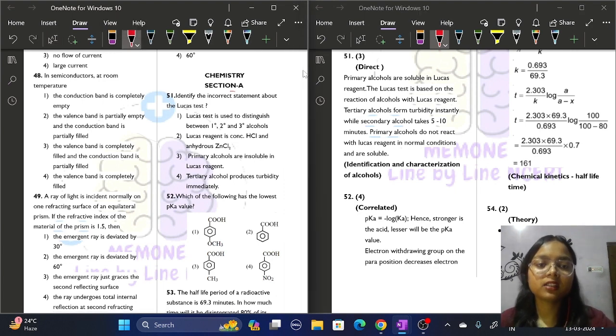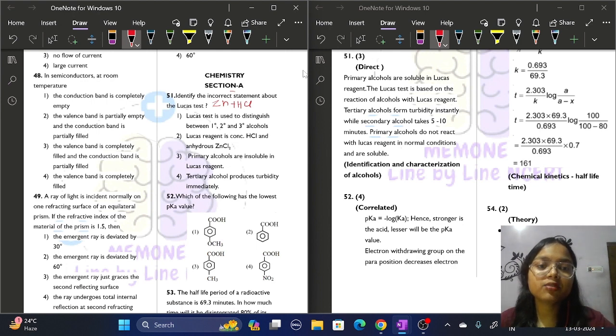So in chemistry section A, the first question is: identify the correct statement about the Lucas test. What is a Lucas test? What is a Lucas reagent? Mainly it is Zn plus HCl. Okay, so let's read the statements.